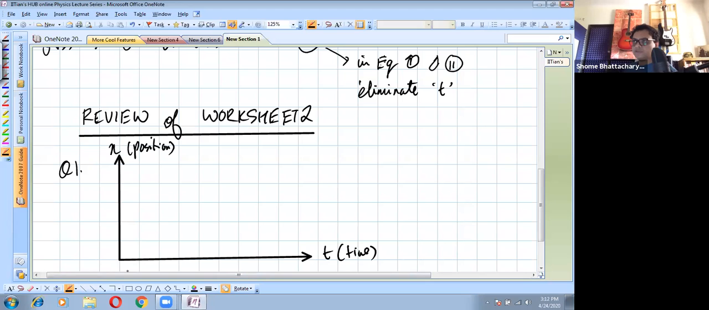Okay. So this was the graph given. Now the graph was like this. It was starting from x equal to 0. Okay. Then x is constant for some time. Then again x increases. And then finally x decreases and comes back to 0.